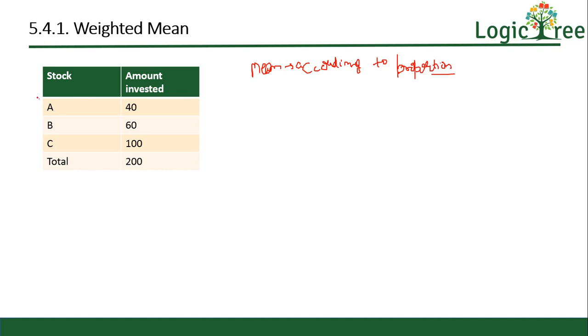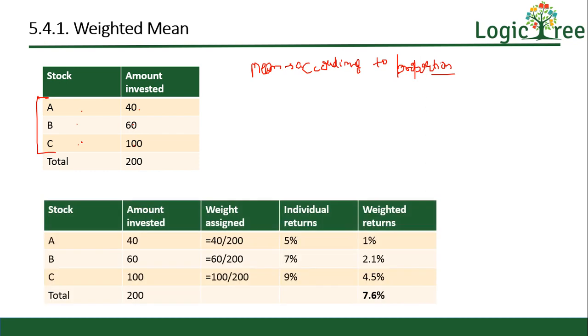Let's say I have 3 stocks A, B, C and I have invested the amount as 40 in stock A, 60 in stock B and 100 in stock C. Now let's say the returns generated from these stocks are 5%, 7% and 9% respectively. Now one way to find the mean is I simply find the average of these 3 returns.